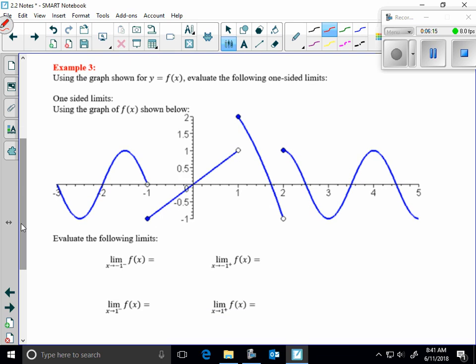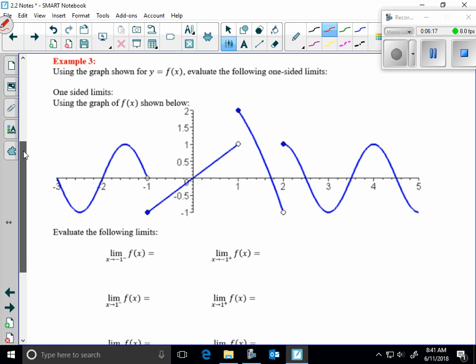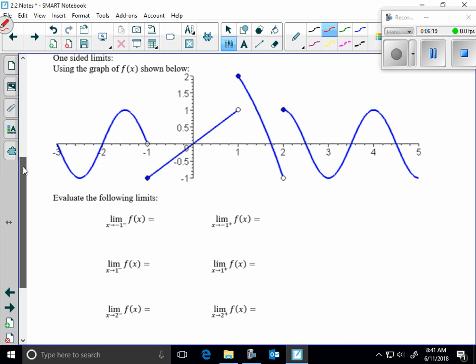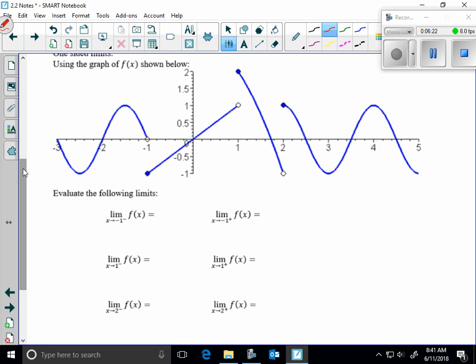So using this graph, let's come up with the values for these limits using one-sided limits. Here, this tells me I'm going to look at f of x and see what the y value would be as I approach -1 from the left. So as I approach x equals -1 from the left, what am I approaching? I'm approaching 0. Okay, what if I approach -1 from the right? Well, I get a different value. I get -1.